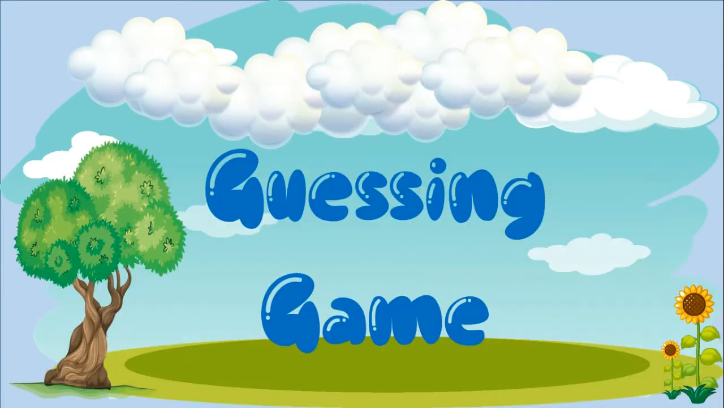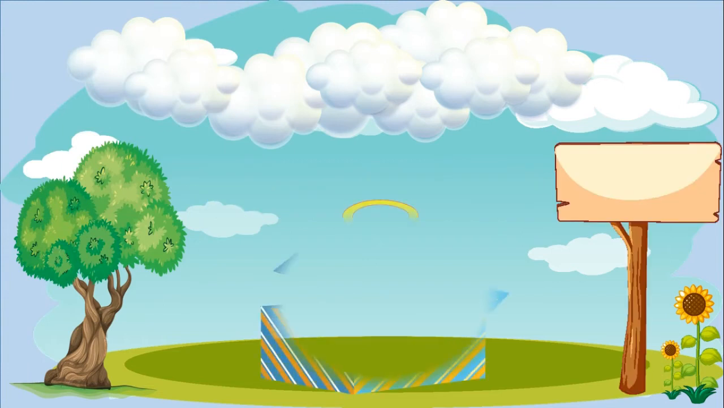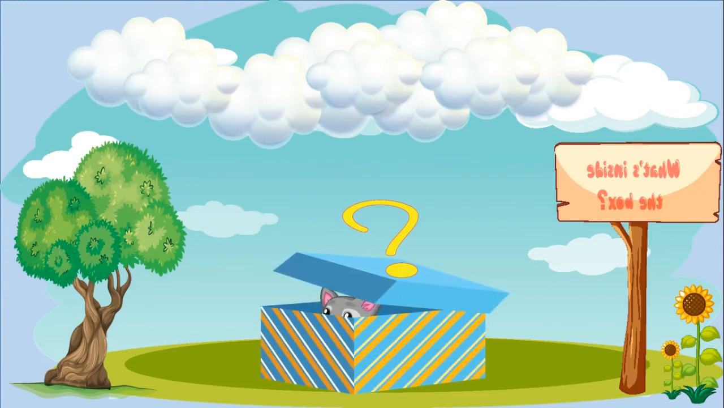How are we going to play the game? I will show you a box with an animal inside. Then I will give you some hints and you have to figure out which animal is inside the box based on the alphabet or the letter that it starts with. So, let's start with the first box.